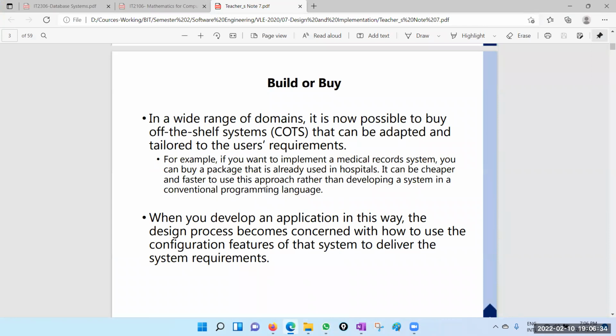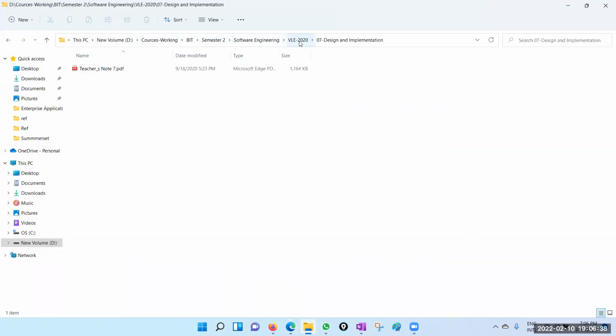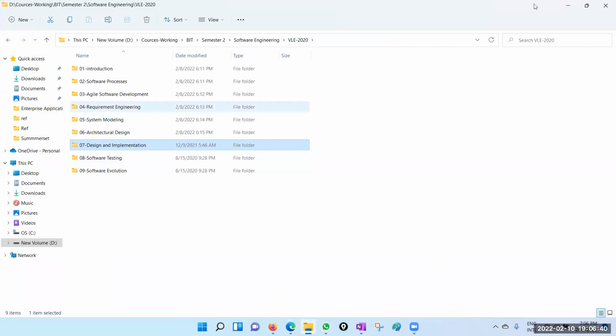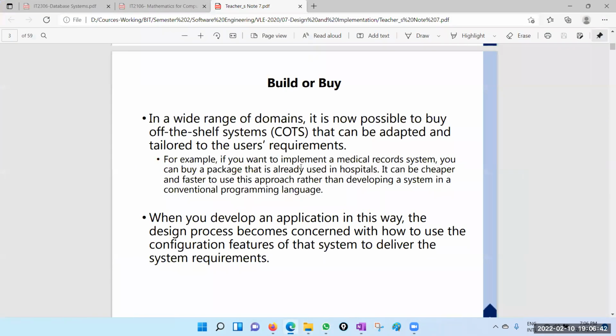Right. So this covers both design and implementation. Therefore, we don't have a separate topic called implementation. Okay. So when it comes to implementation, we have to think about both. So there are some options. Either we can build or we can buy it. So that is something we all know.